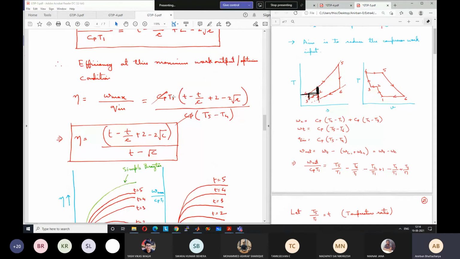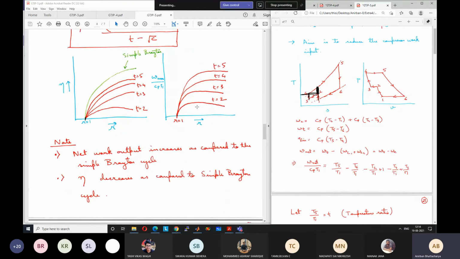So again, by simplification, we find that the numerator remains same, T minus T by root C, T minus T by C plus 2 minus 2 root C. Denominator we have T5 by T1. T5 by T1 is T minus T4 by T1. Okay. So T4 by T1 is equal to T2 by T1. T2 by T1 we know is equal to CA, which is root C. So T minus root C.